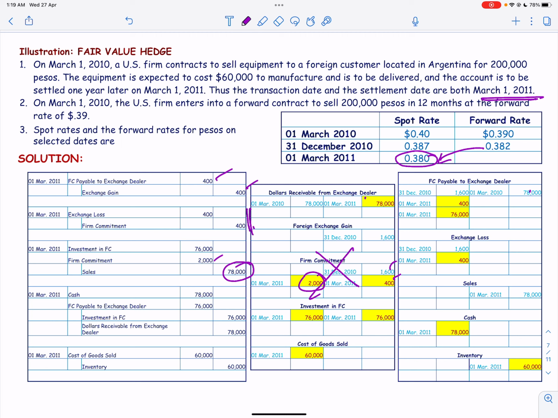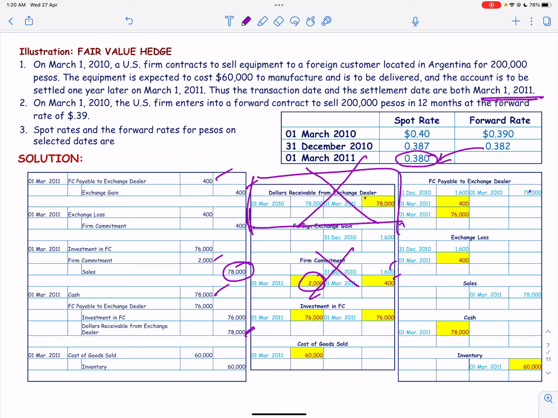Now, remember I told you that this account is going to be fixed, and now we receive this amount in the form of cash. So cash is debit by 78,000, and dollars receivable from exchange dealer is credit by 78,000, and that's how we close this account.